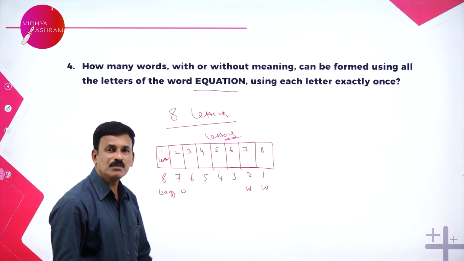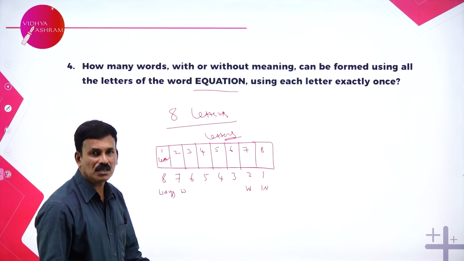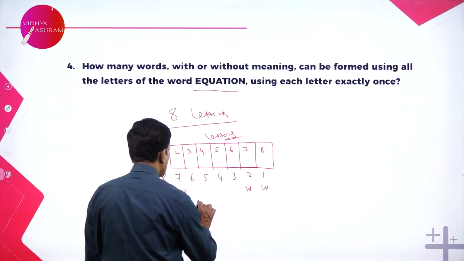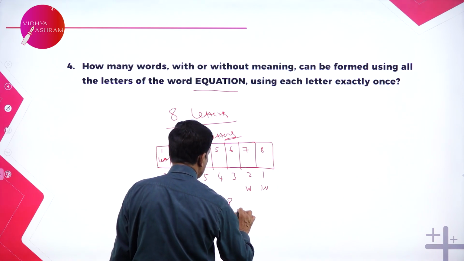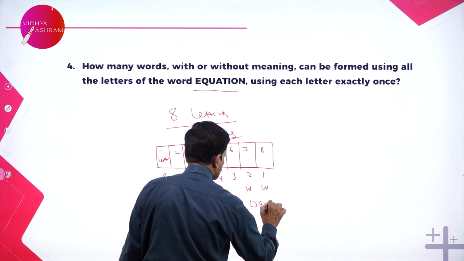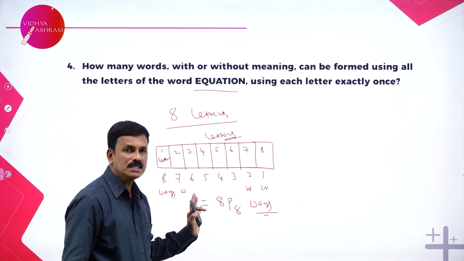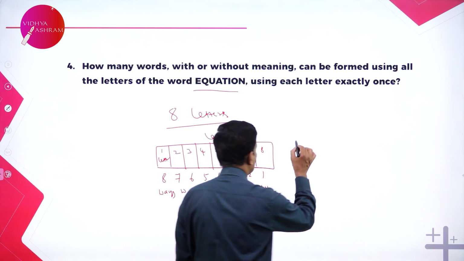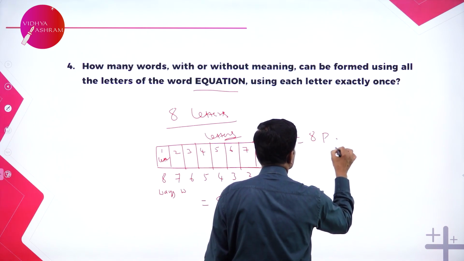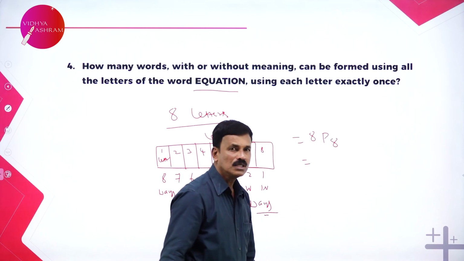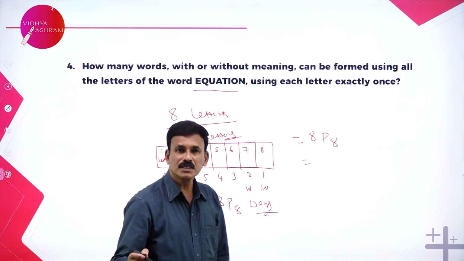So in how many ways can this be arranged? With or without meaning, this can be arranged in 8p8 ways. That's it. So with or without meaning, all the 8 letters can be arranged in 8p8 ways. So what is this 8p8? 8p8 is equal to 8 factorial, right?